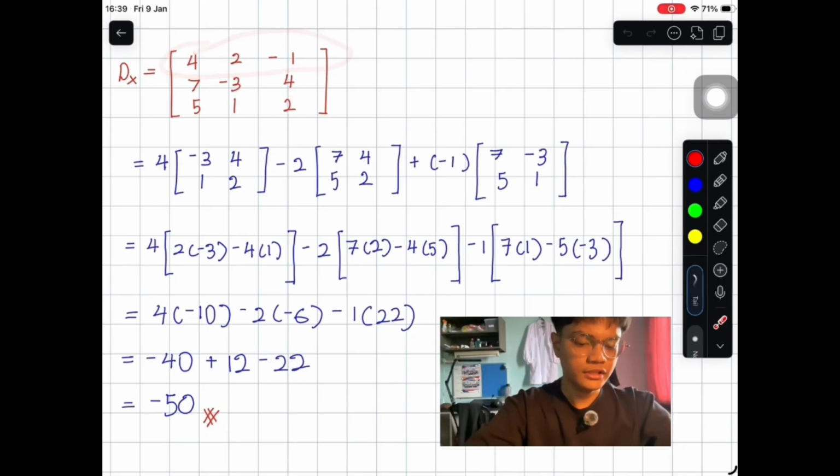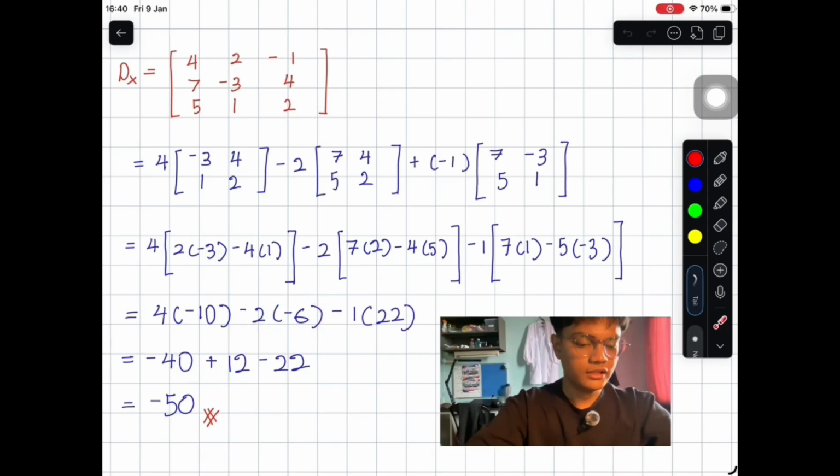Okay, first, I take 4 multiplied by the determinant of the 2 by 2 matrix, which is -3, 4, 1 and 2. So this will give 4 multiplied by -6 minus 4, which equals 4 multiplied by -10. Next, I subtract 2 multiplied by the determinant of the matrix 7, 4, 5 and 2. This will give -2 multiplied by 14 minus 20, which equals -2 multiplied by -6.